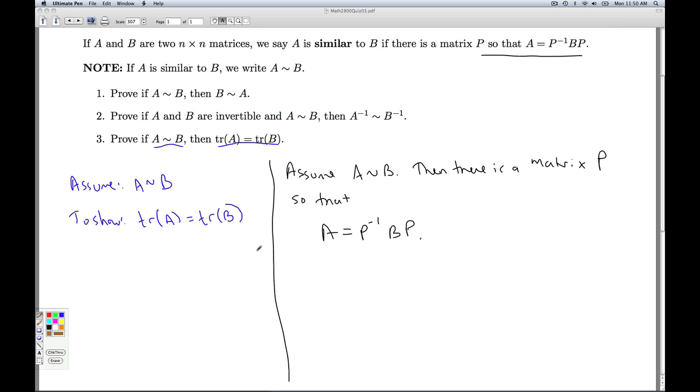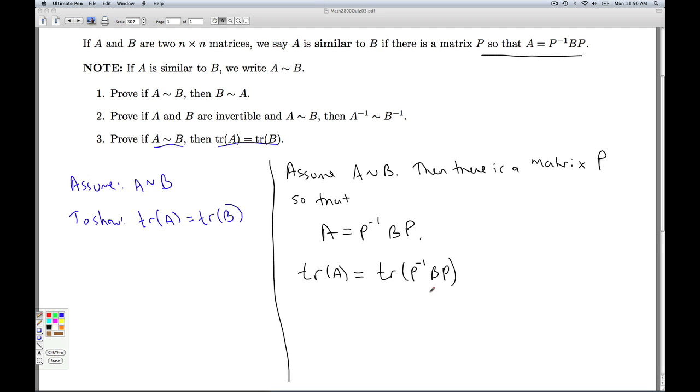Well, to get the traces involved, I'm just going to take the trace of both sides. The trace is a function, so if I have two different ways of expressing the same matrix, their traces are the same. Now at this point you might be horrified and think you have to go through the element by element description of this product to get this to work out.